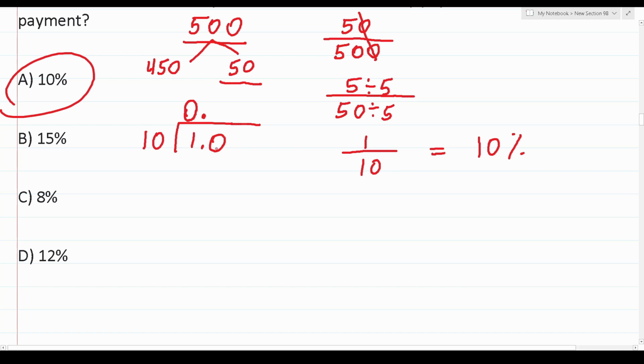Now that we've accounted for the decimal up here, we can disregard it down here. And this says, how many times does 10 go into 10? That's 1 time. 1 times 10 is 10. 10 minus 10 is 0. All right, so 1 over 10 is the same as 0.1.